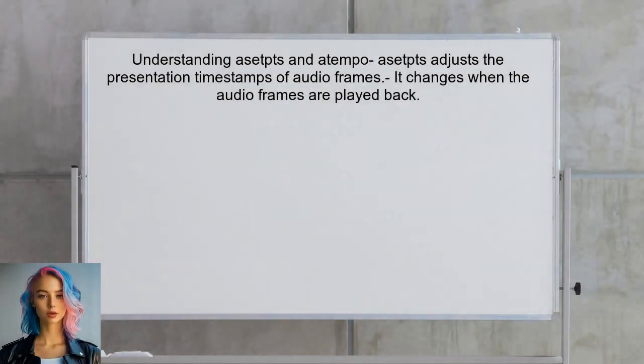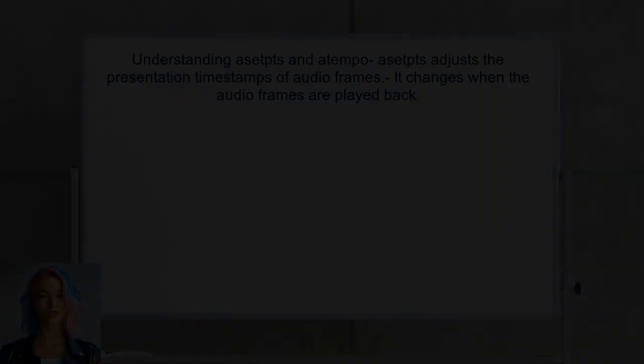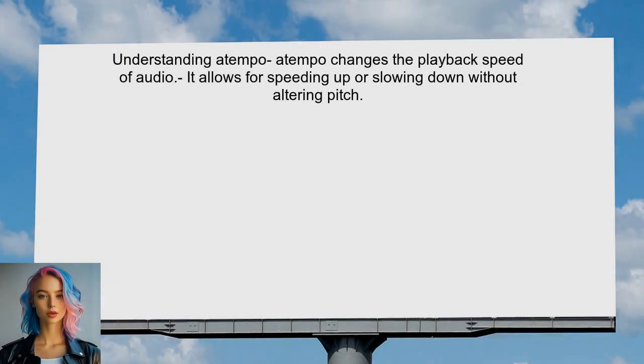To understand the difference between asetpts and atempo, let's start with asetpts. The user should know that asetpts is used to adjust the presentation timestamps of audio frames. This means it changes when the audio frames are played back. On the other hand, atempo is specifically designed for changing the playback speed of audio. The user can use atempo to speed up or slow down audio without altering the pitch.